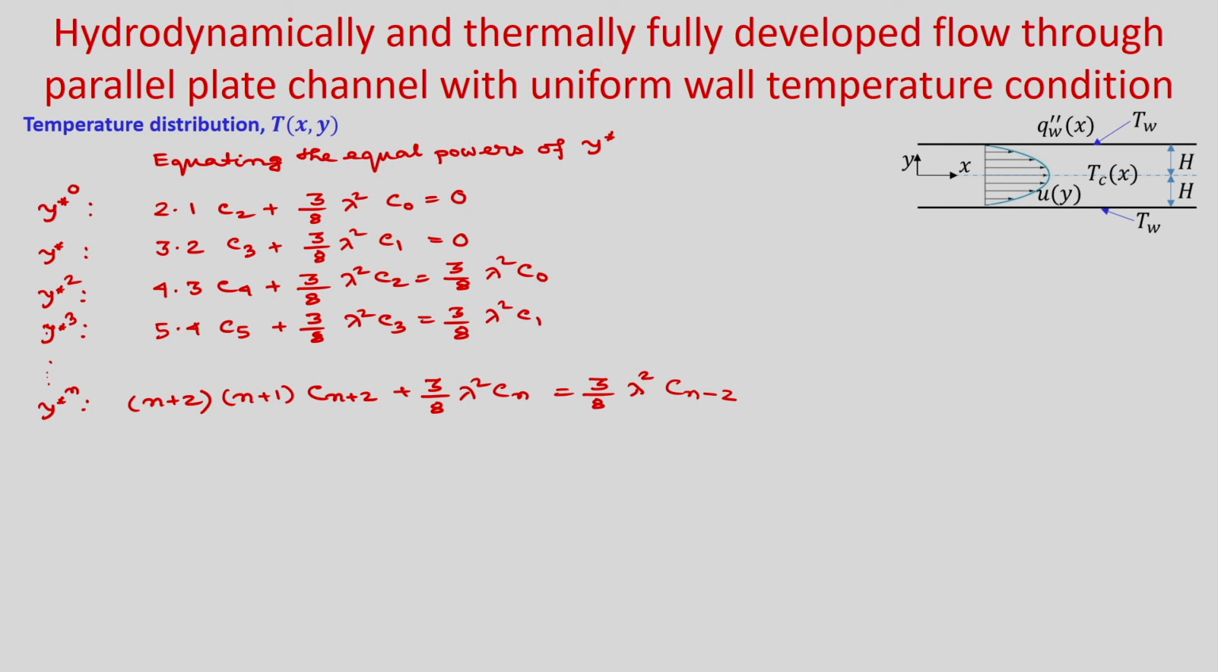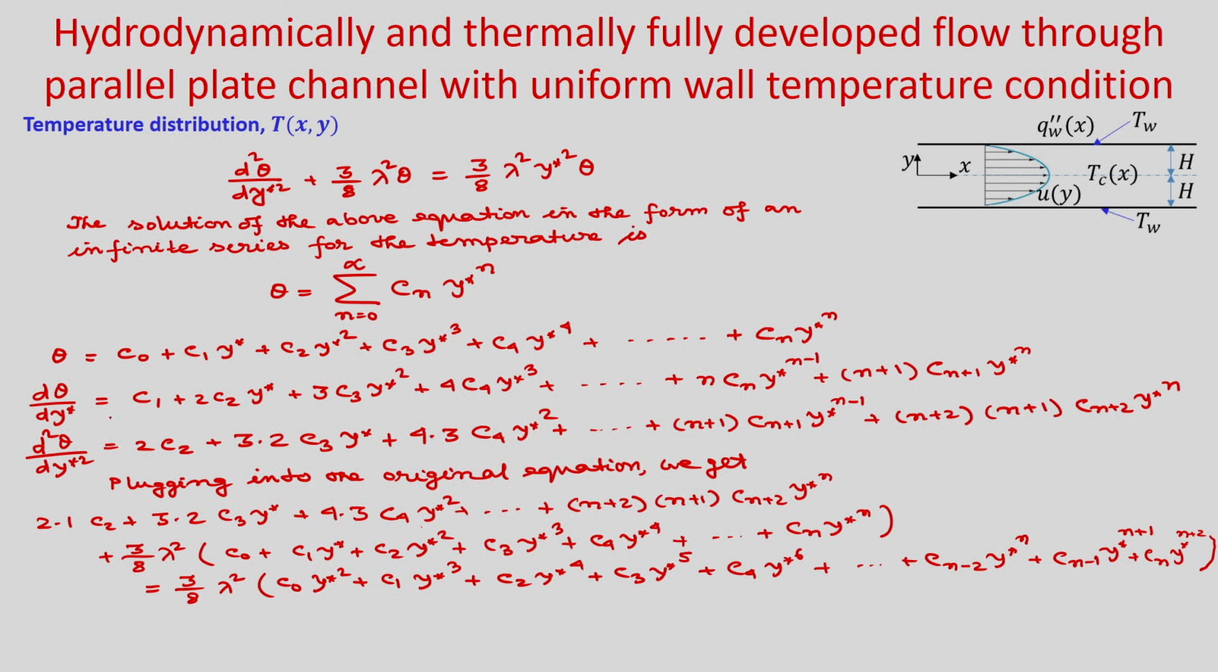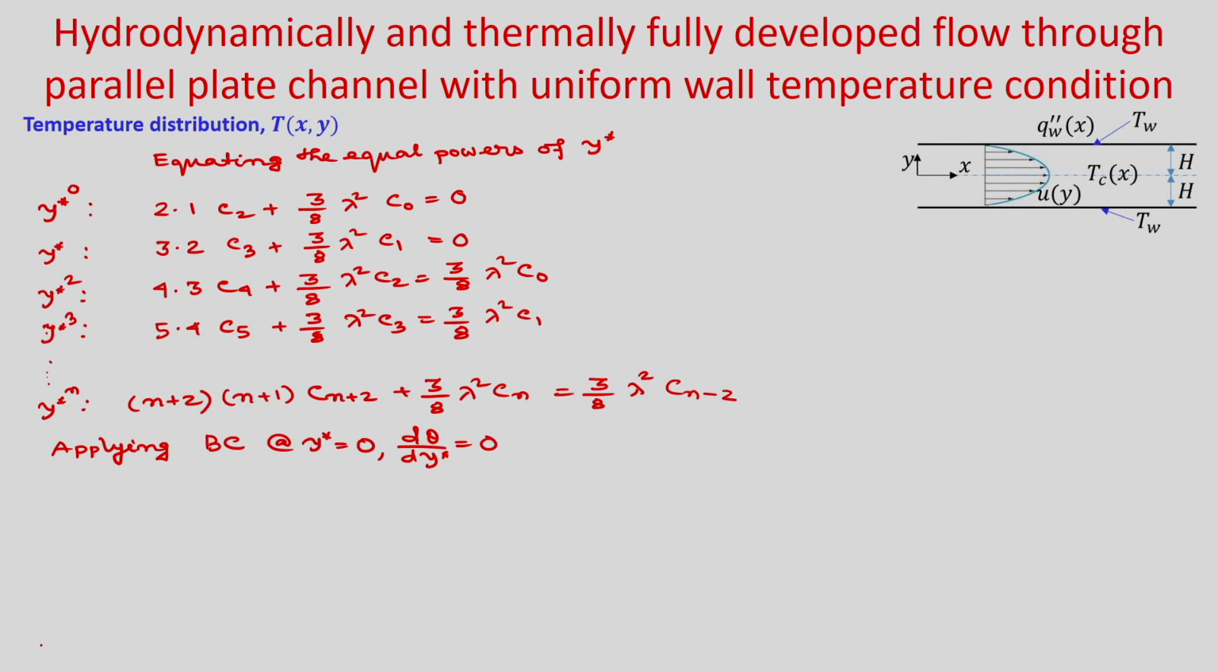So, now let us apply the boundary conditions. Applying the boundary condition at y star is equal to 0, d theta by dy star is equal to 0. Okay. So, if d theta by dy star is equal to 0, you see from this equation, if at y star is equal to 0, d theta by dy star is equal to 0, that means C 1 will be 0, because all the other terms will become 0. So, C 1 is 0.